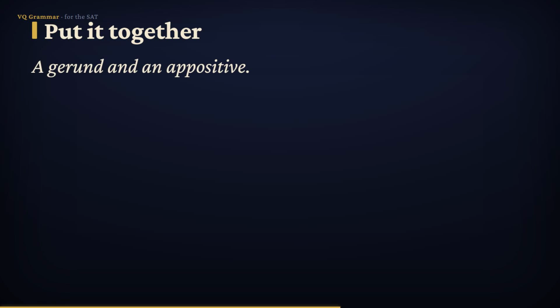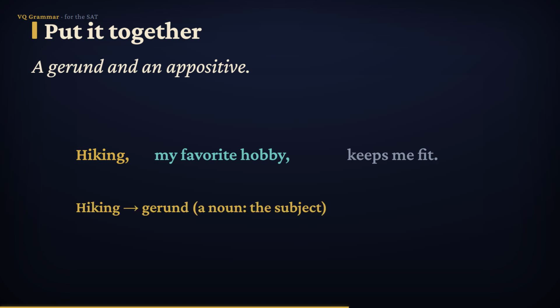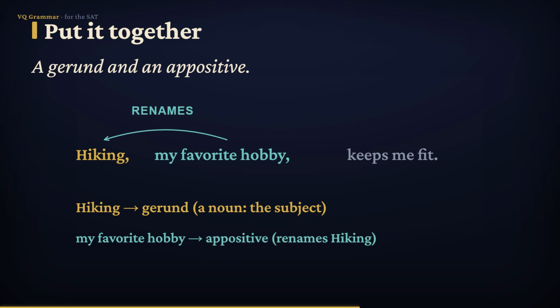Let's put it together. "Hiking, my favorite hobby, keeps me fit." Hiking is a gerund, an ing word acting as a noun, the subject. And my favorite hobby is an appositive, renaming the gerund hiking. And since it's extra information, it's set off with commas. A gerund and an appositive, working together in one sentence.